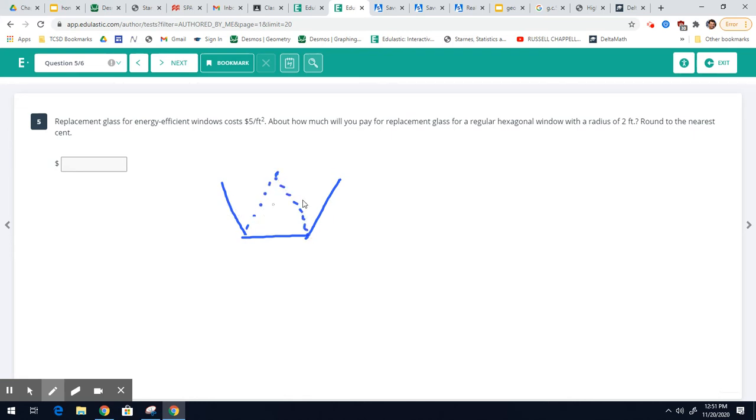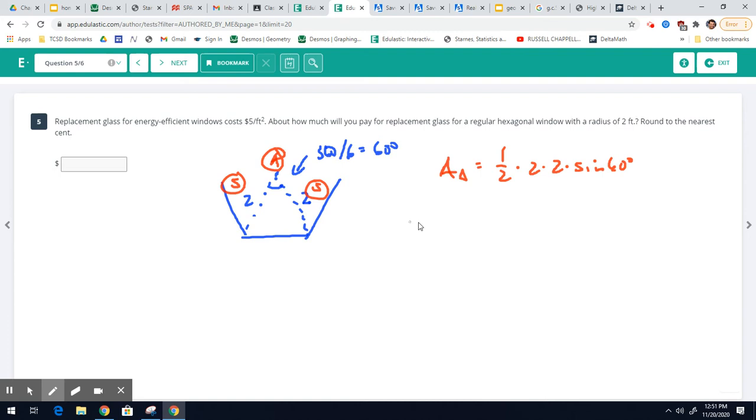Okay. So it tells me that the radius is 2 feet. So that's this side and this side. And I can find the central angle by taking 360 divided by 6. That's 60 degrees. And now I'm in business because I have side, angle, side. To find the area of this triangle, I can use the formula 1/2 bc sine of A. And now to find the area of the hexagon, I'm going to do 6 times that. 6 times 1/2 times 2 times 2 sine of 60 degrees. All right, so let's find the area of this hexagon.